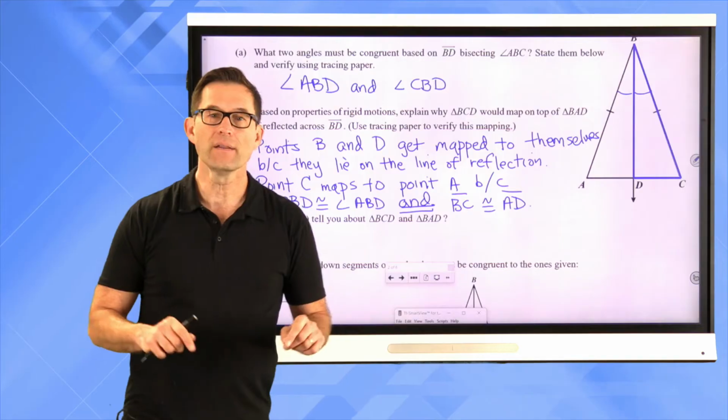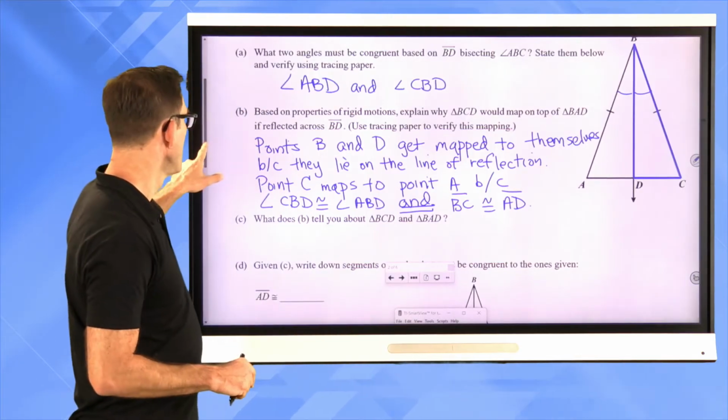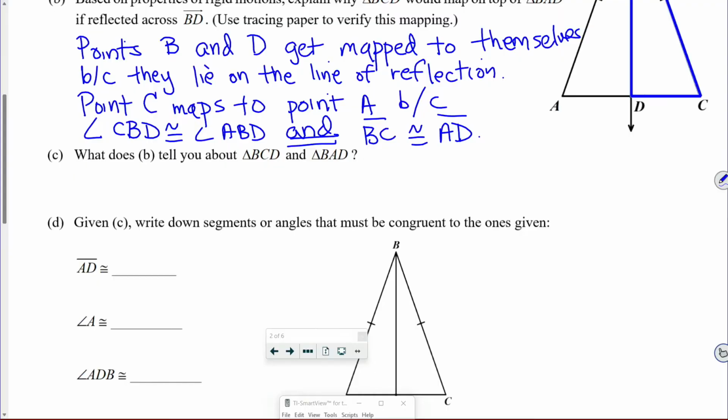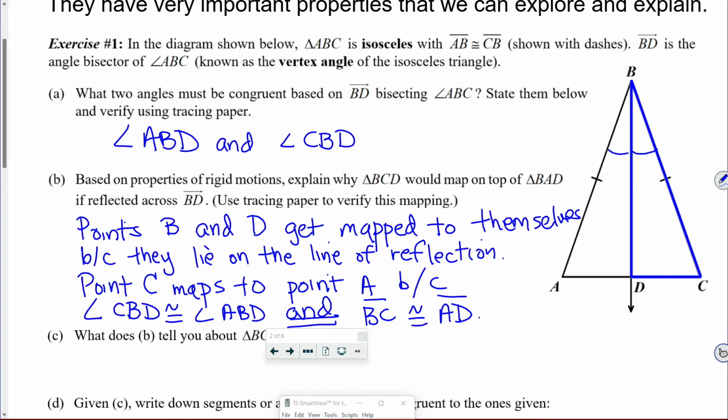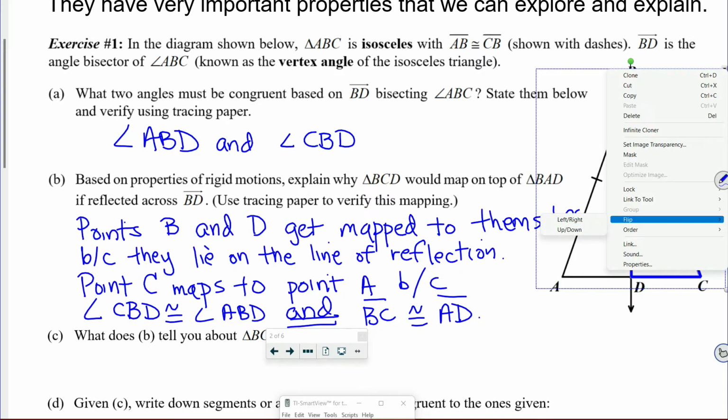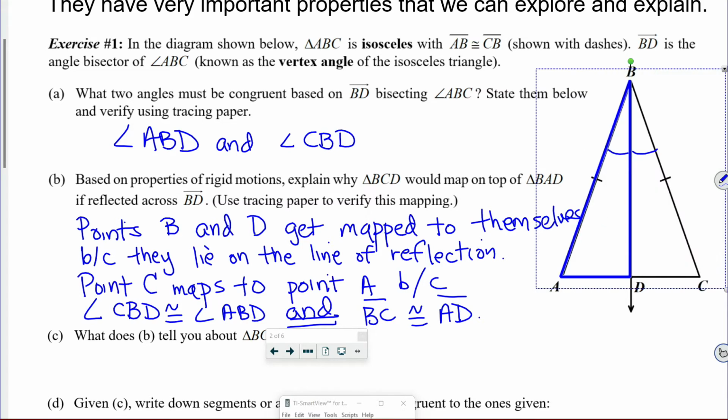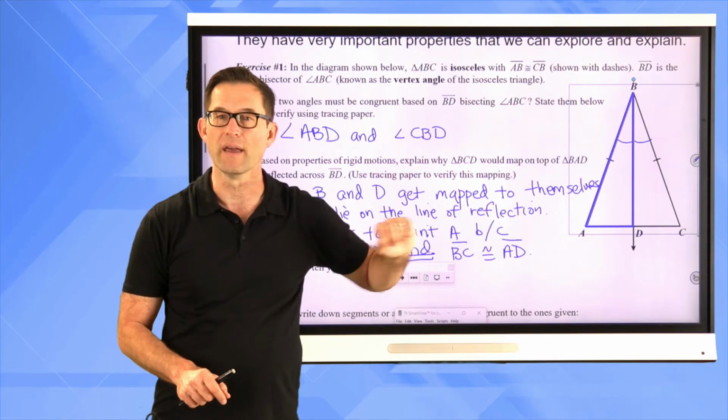Now, finally, what does this tell you about... actually, let me do the reflection. Sorry, it says use tracing paper to verify. If I actually take this triangle and reflect it, which in this program is flipping it left-right, then I see that it immediately flips over and lands on triangle BAD.